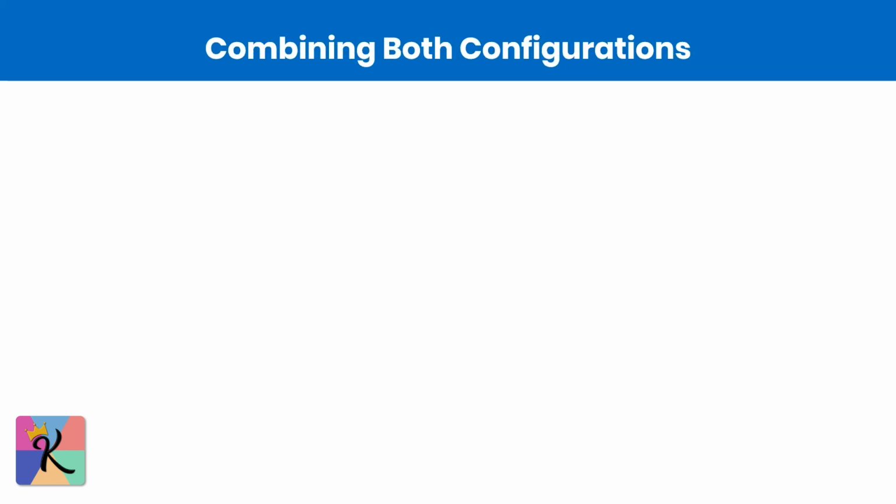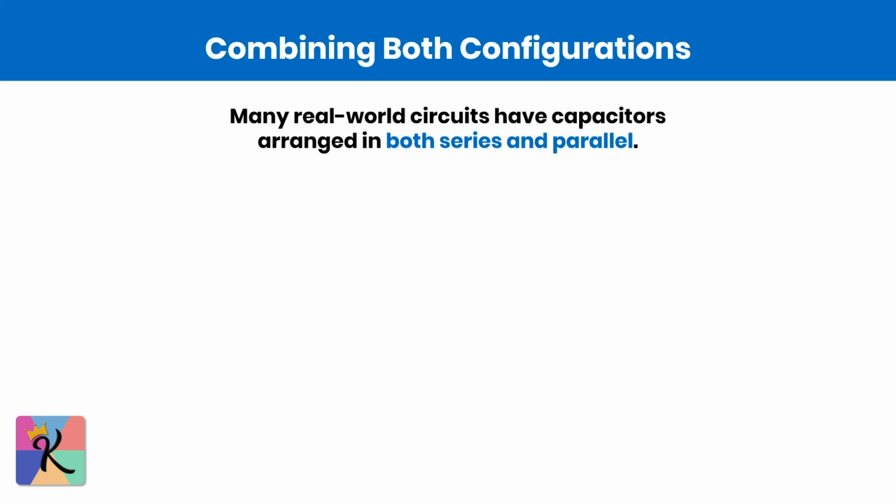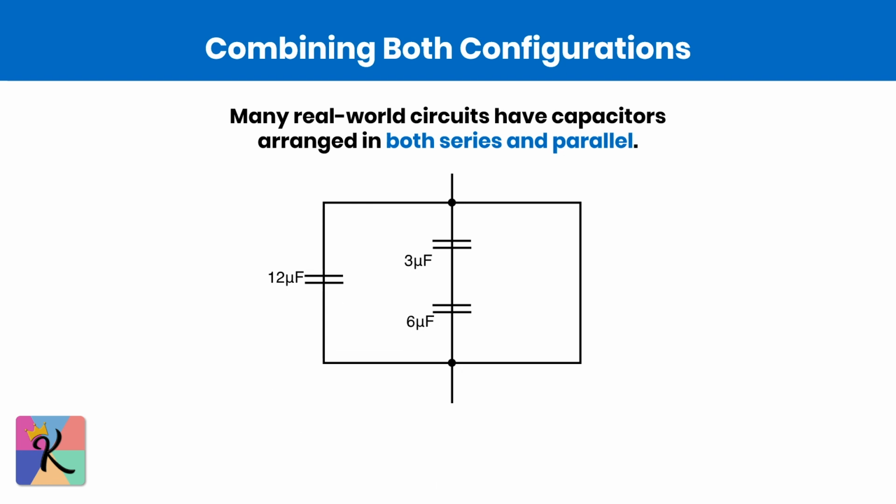Combining both configurations. Many real-world circuits have capacitors arranged in both series and parallel. To simplify such circuits, break them down step by step. For example, consider a circuit with capacitors arranged as follows. Capacitors 1 and 2 with values of 3 microfarads and 6 microfarads are in series. This series combination is in parallel with a third capacitor of 12 microfarads.